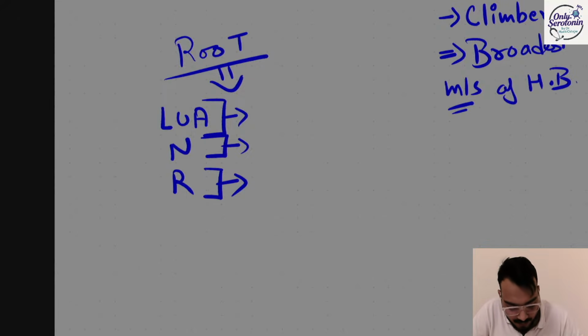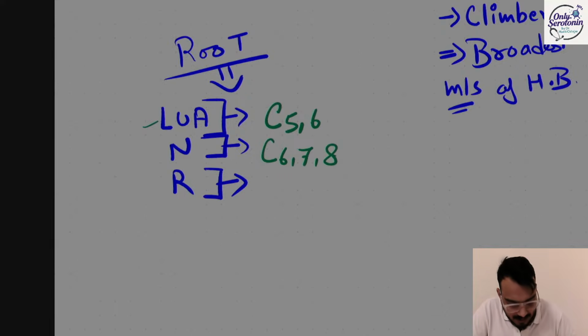What is the root value for the LUA, guys? LUA is what? Lower and upper subscapular nerve as well as the axillary nerve. All of them are having the root value, that is what, guys? C5 and C6. What about nerve to the latissimus dorsi? Nerve to the latissimus dorsi is going to have C6, C7 and C8.